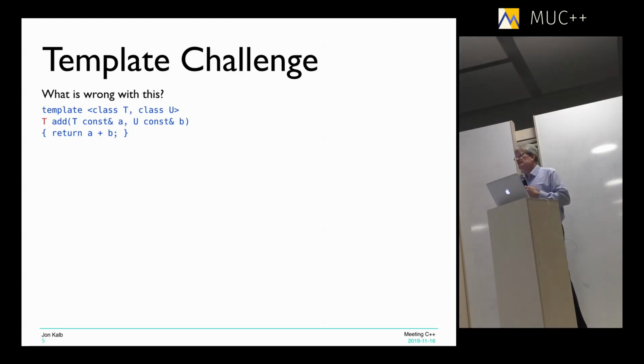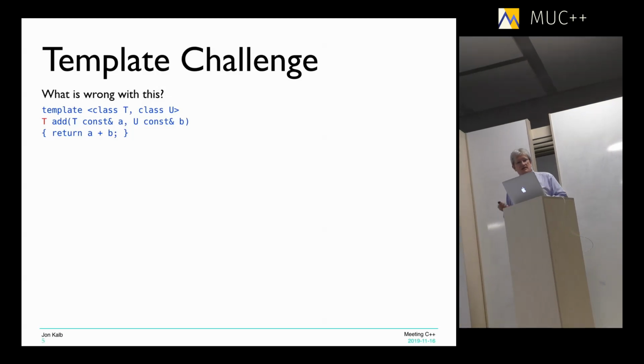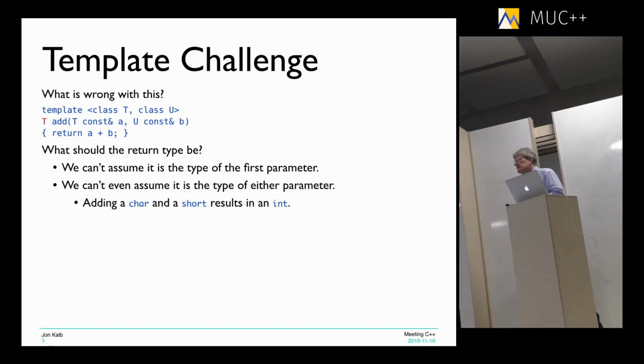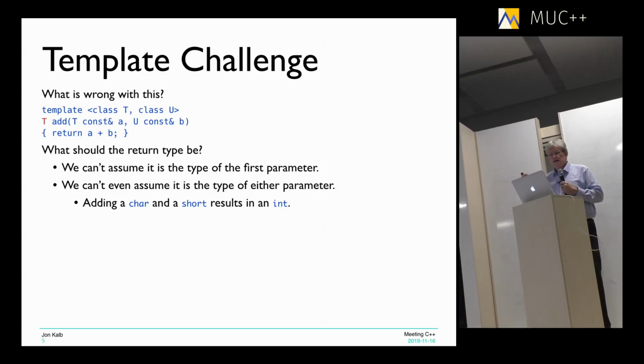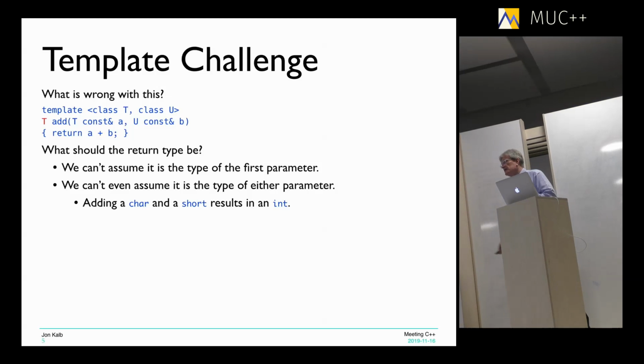No, there's no particular reason to believe that because we're adding two types, the answer has to be either of those two types. In fact, if we look at adding a char and a short, the standard says this is going to return an int. So it's possible that adding T and a U might return yet some other type.